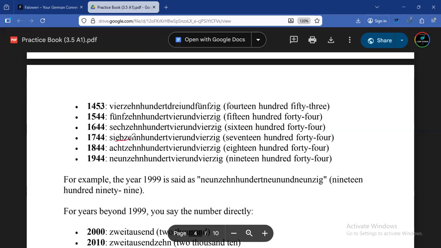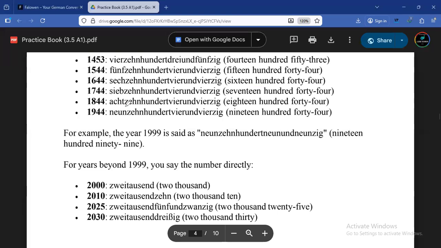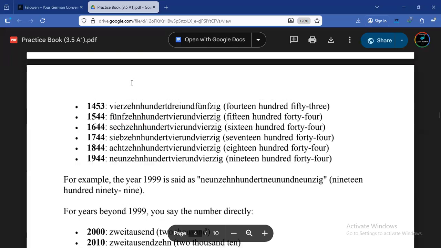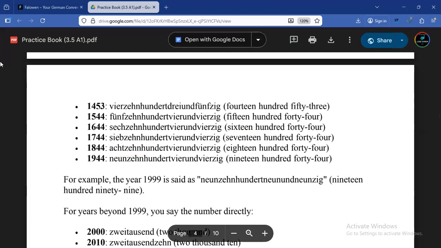1744 is going to be 1700. 44 is 44. 1884 is 1800, 44. And 1944 is going to be 1944. So the logic is just simple. Put 100 in the middle and mention the numbers one by one.